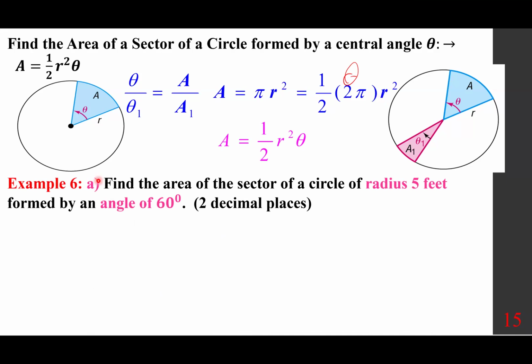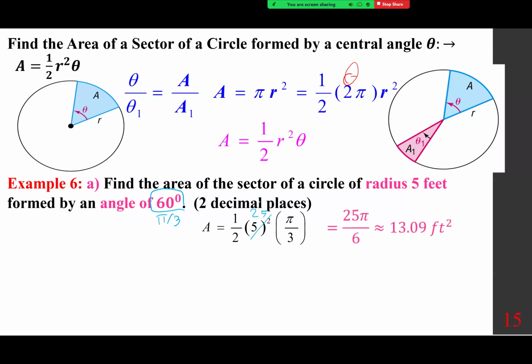Therefore, for this example, we want to find the area of a sector of a circle of radius 5 feet formed by an angle of 60 degrees. Area is 1/2 r squared theta. And we know 60 degrees is pi over 3. You must make that change because it has to be in radians. So 25 over 6 times pi, and that's an exact answer. And it's an approximation. As far as the units, units of the radius squared.